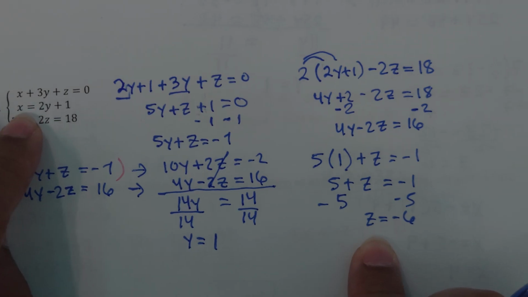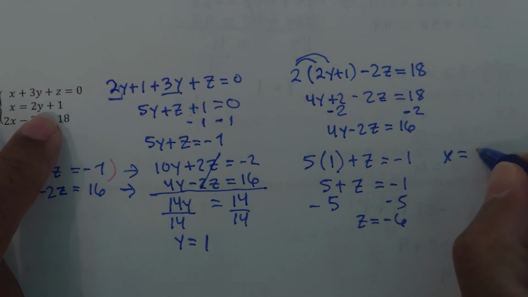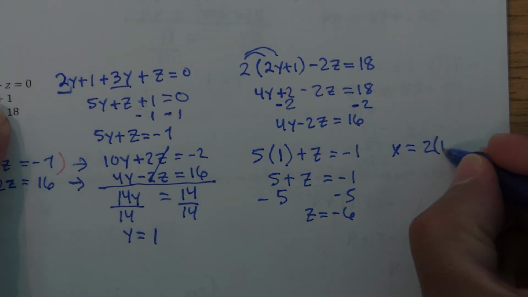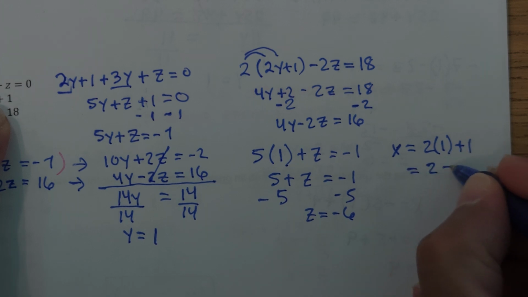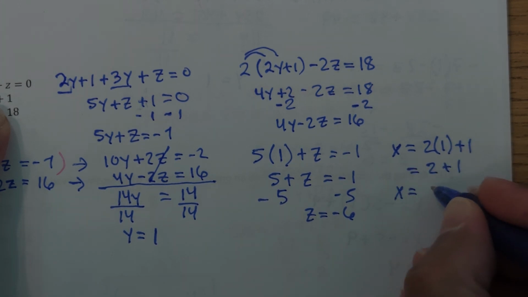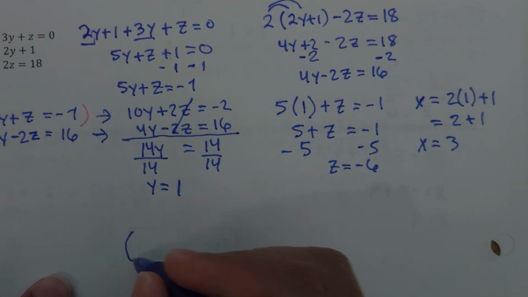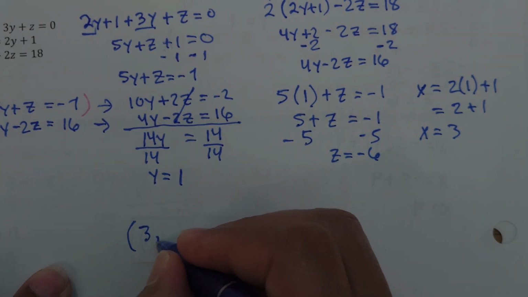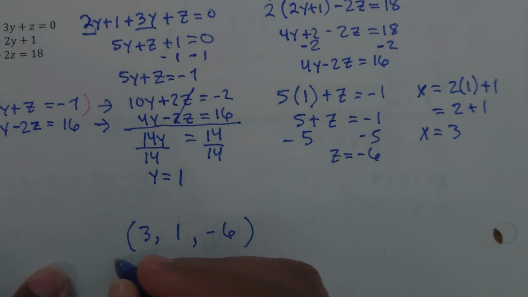Okay, we can go to the second equation. So let's see, x equals 2 times y plus 1. We just found that y is 1. So 2 times 1 plus 1. So 2 times 1 is 2. And 2 plus 1 is 3. So x equals 3, which means the point of intersection of these three equations happens at the following coordinates, where x is 3, y is 1, and z is negative 6. And this is the solution to the system.